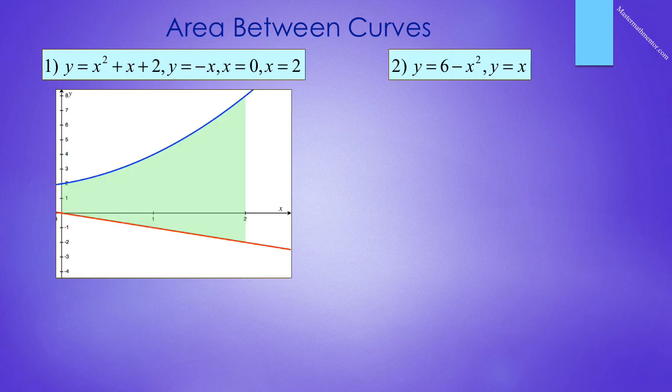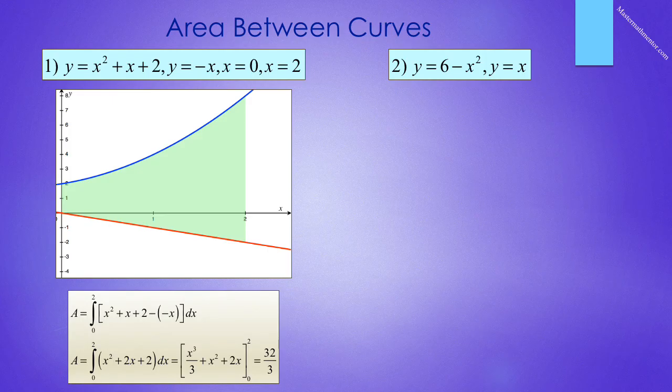The first problem asks for the area between the parabola y equals x squared plus x plus 2, the line y equals negative x, and the two lines x is equal to 0 and x is equal to 2. We graph the functions to be sure that the two curves do not intersect each other anywhere between x equals 0 and x equals 2.